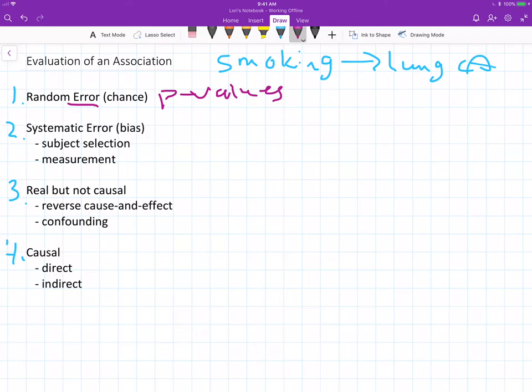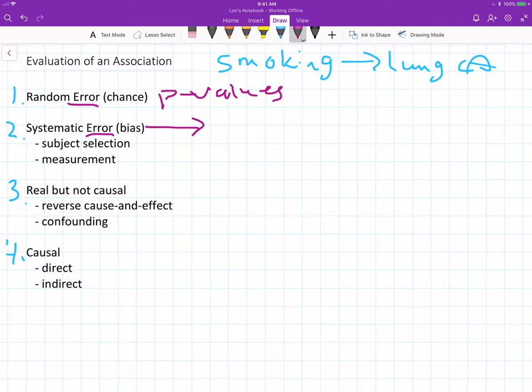With systematic error, on the other hand, I still came up with the wrong answer, and so my conclusion is wrong, but it often is one-directional. And so this systematic error or this bias pushes my results in one particular direction.